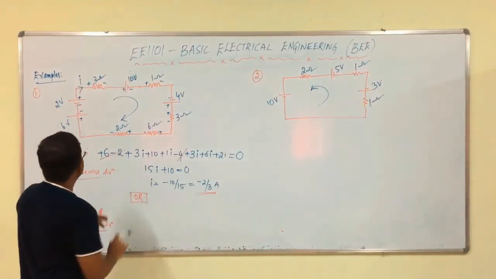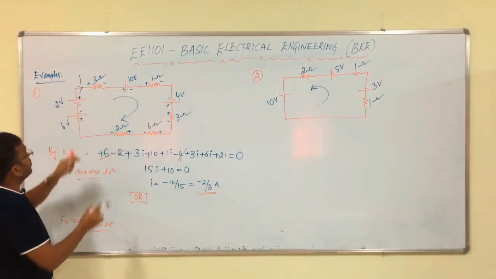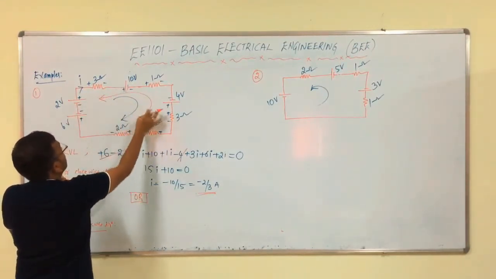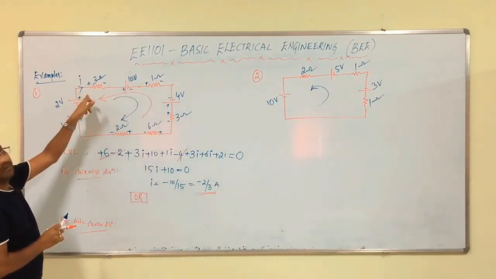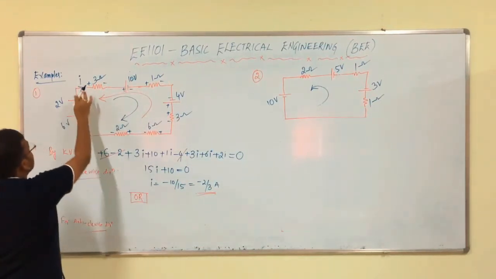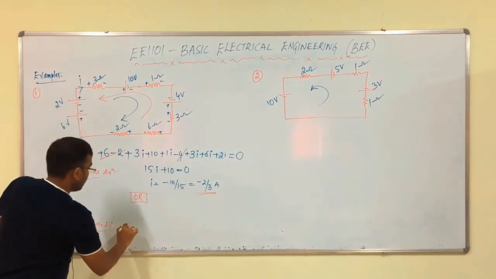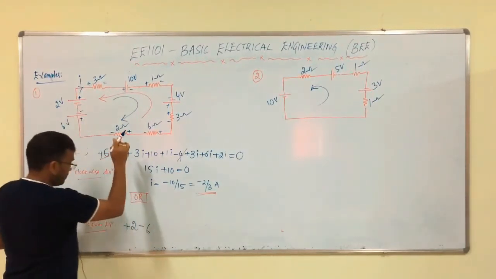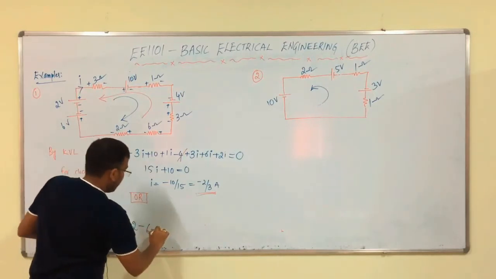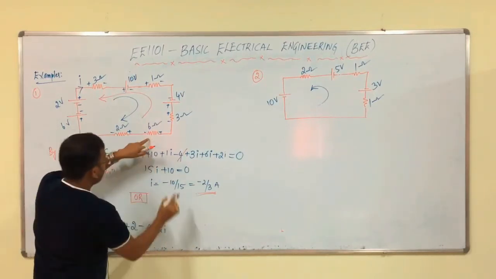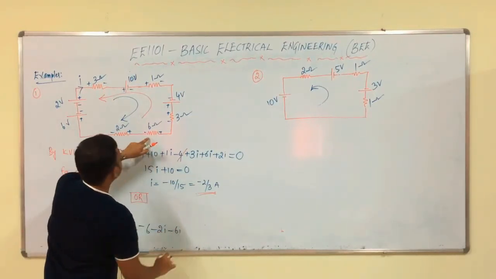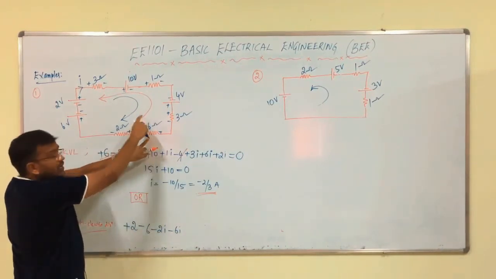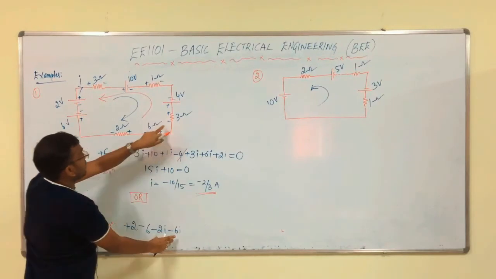We have to check. Again, anti-clockwise, starting from here. That is positive to negative: plus 2, minus 6, and then minus 2i, minus 6i. Why this minus? Because anti-clockwise, we have to consider negative voltage drops.